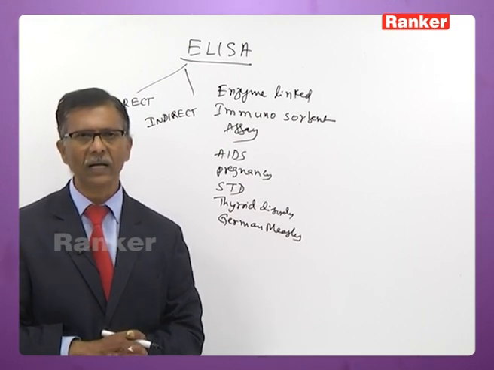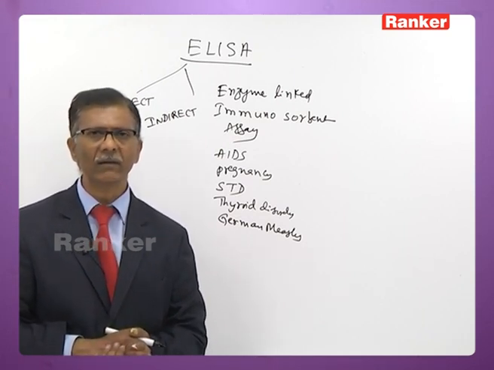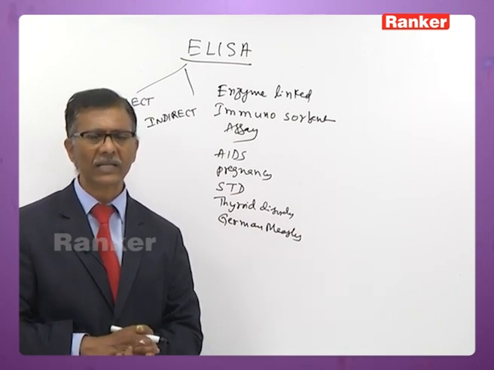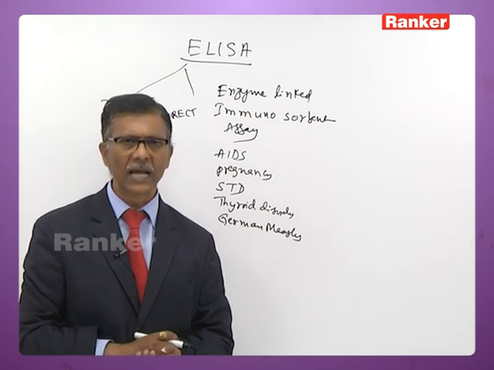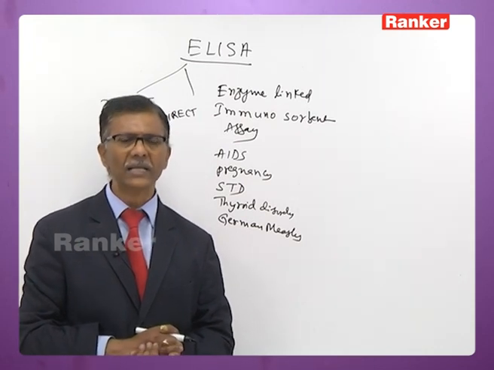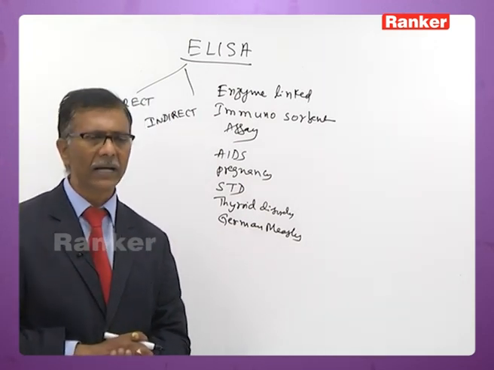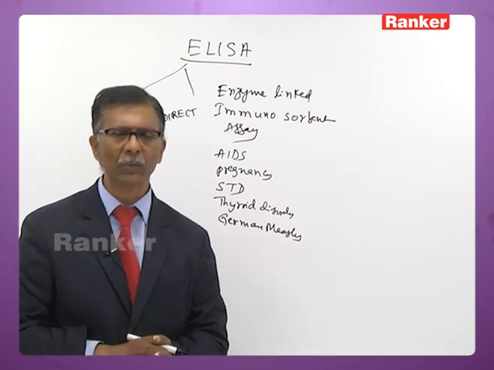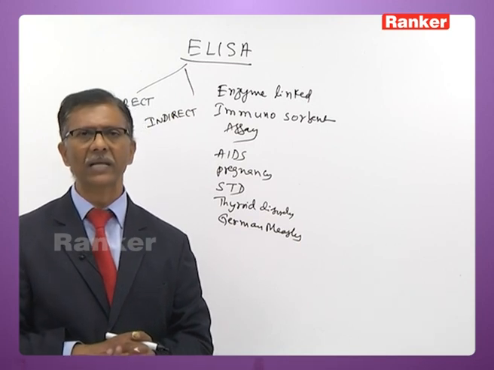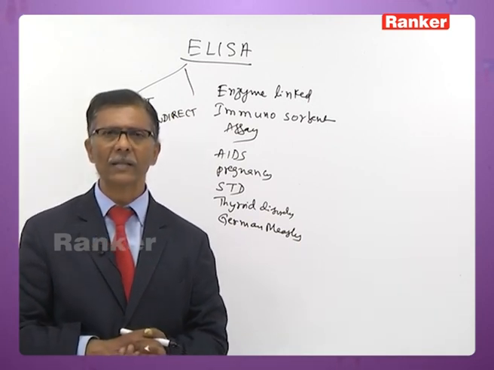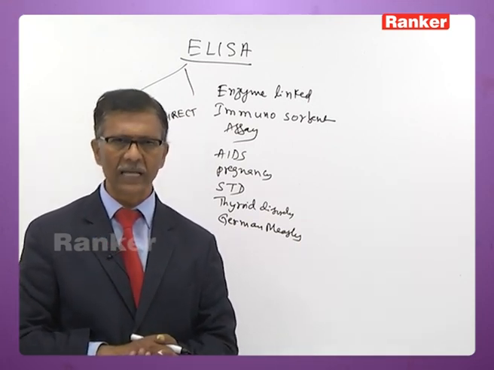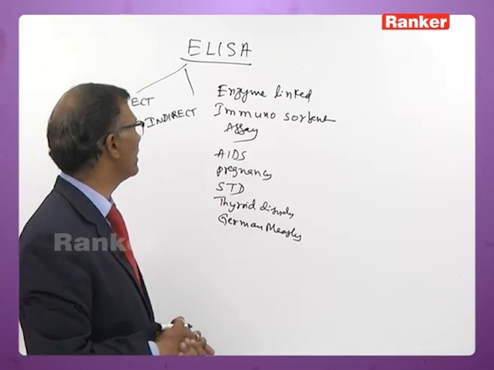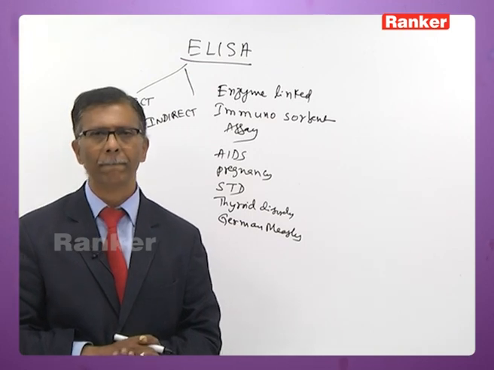So direct ELISA is used to identify the antigens that are present in the human blood. In case the AIDS virus enters into the human body, it starts acting as an antigen. So that antigen can be captured by direct ELISA method. And when the AIDS virus enters into the human body, and starts acting as an antigen, certain proteins are synthesized against the AIDS virus, which you call antibodies. So those antibodies are identified by means of indirect ELISA.